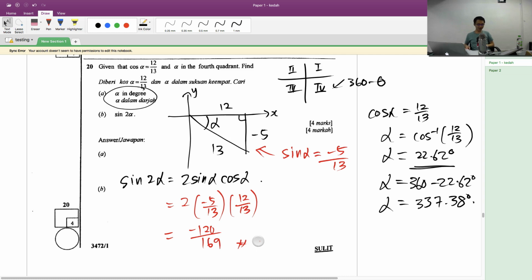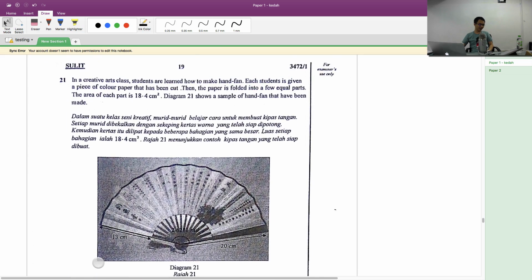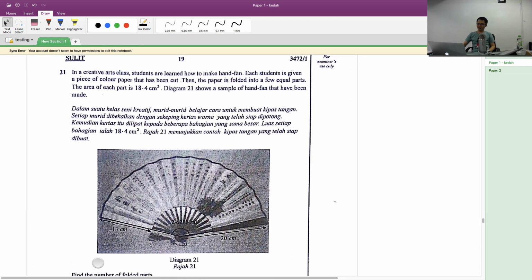If there's nothing you need to ask, then I will move on to 21. Okay, 21, I guess, is sort of another KPAT question, or you might call it a higher order thinking skill question.